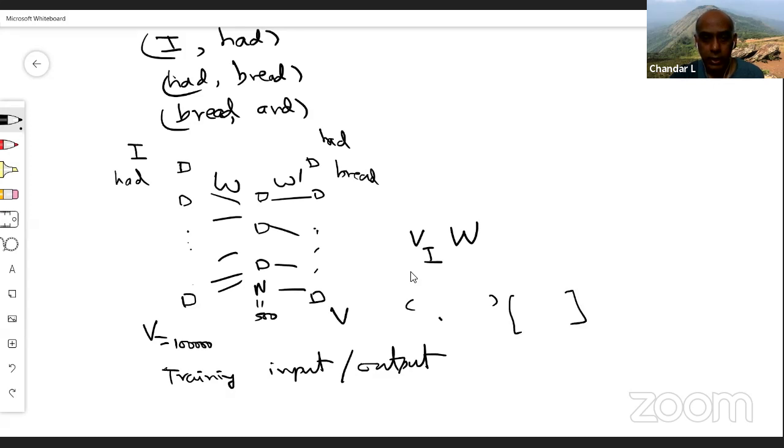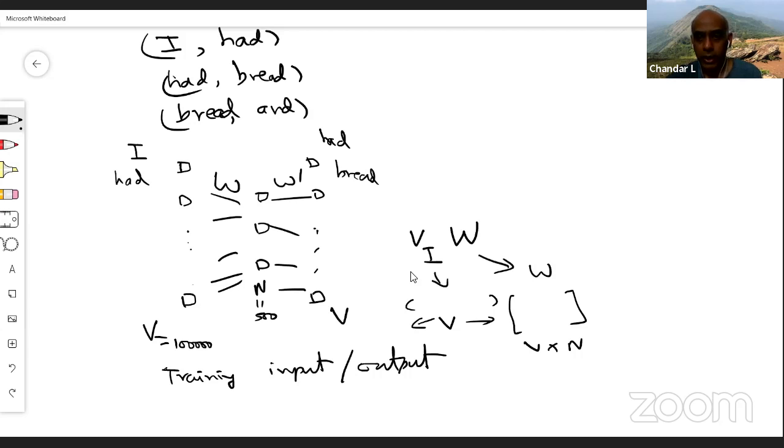So this row vector had dimension V. It is basically a 1 cross V matrix. A 1 cross V multiplied by a V cross N matrix, you end up getting a 1 cross N matrix. 1 cross V into V cross N becomes 1 cross N. And then this is multiplied. So this was the W. So this was the V_I.